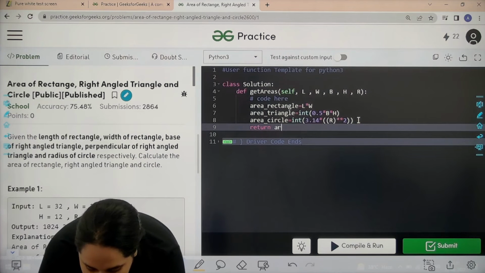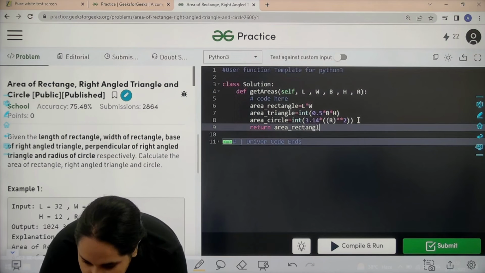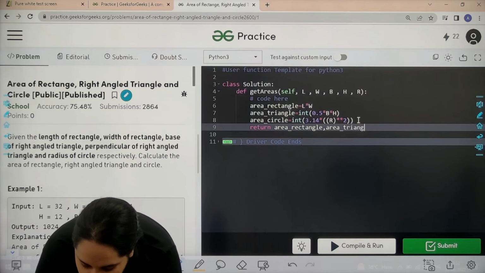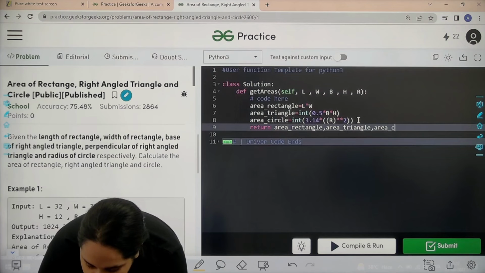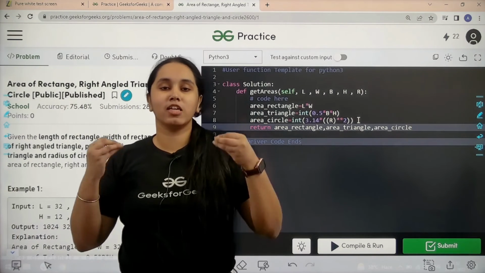So it is area underscore rectangle, then I need to write comma, area underscore triangle, then the last one is comma, area underscore circle.